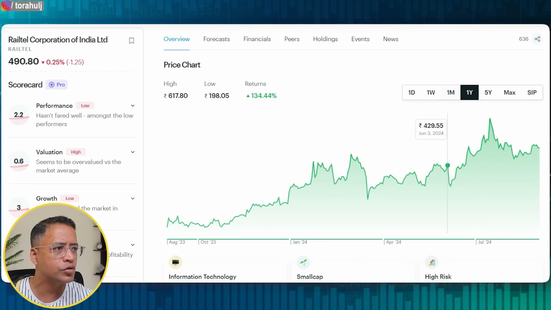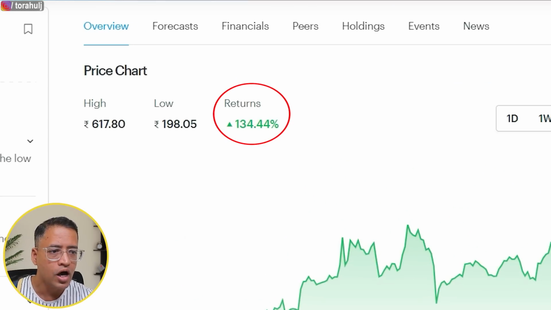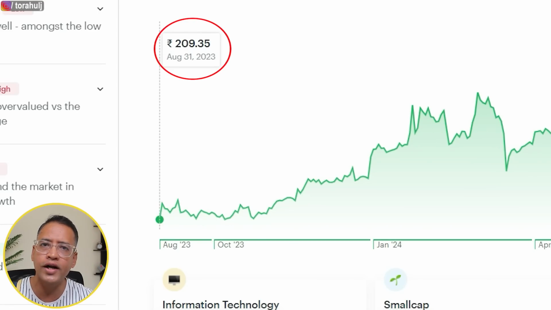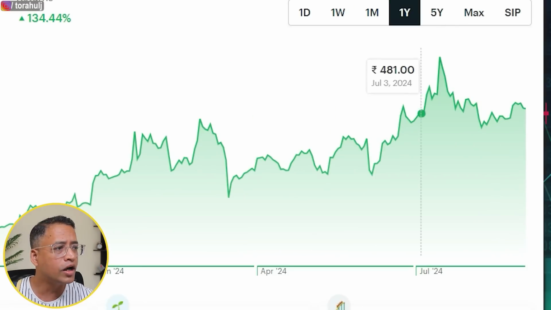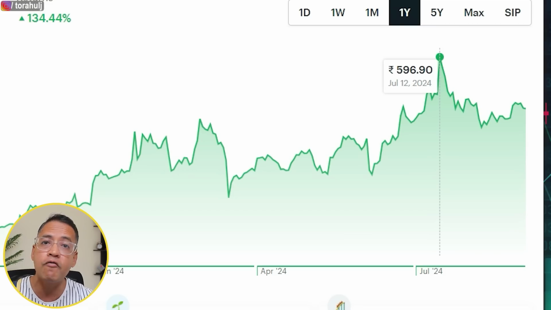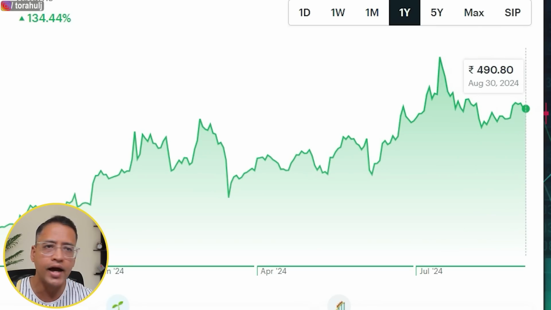If you look at my screen, you are going to see that in the last 1 year the stock has gone up by around 135%. A stock that used to trade at around 210 level is now trading at around 490 level. More importantly, you will see that the stock made a high of 596 rupees, and recently from July 12th onwards it has been coming down, making a bottom of around 452. Now it is trading at around 490.